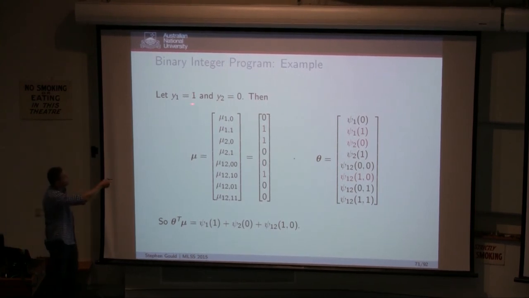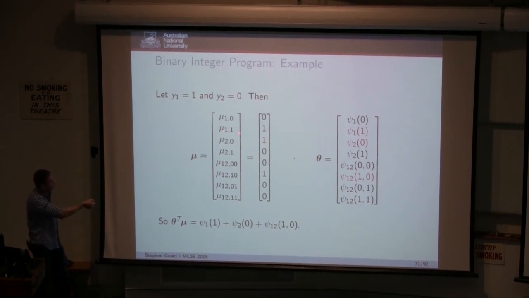If y1 took value 1 and y2 took value 0, then my indicator variables would look like this. This variable here is telling me that y1 takes value 1, so it's set to 1. This variable here is telling me that y2 takes value 0, so it's set to 1. And this one down here is telling me that y1 takes value 1, and, okay, I've really confused things here.